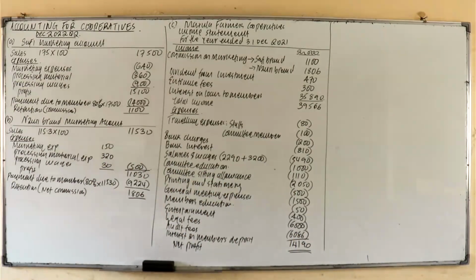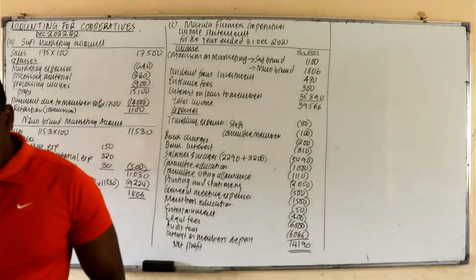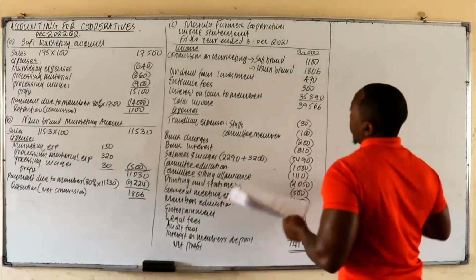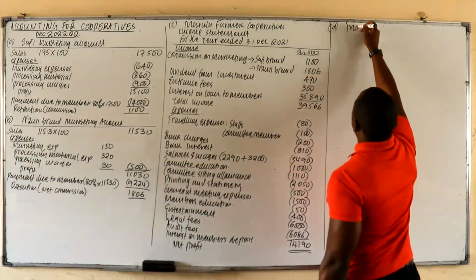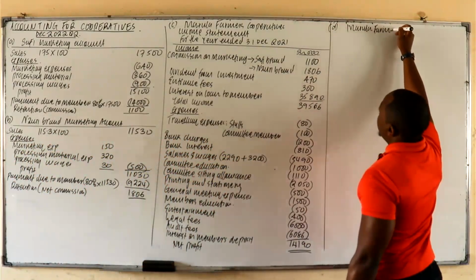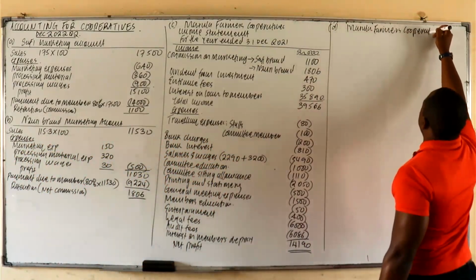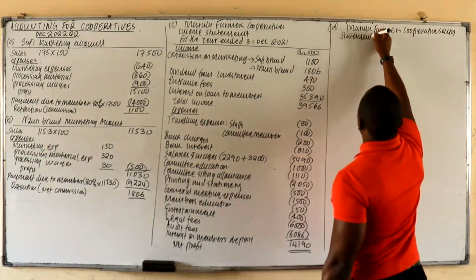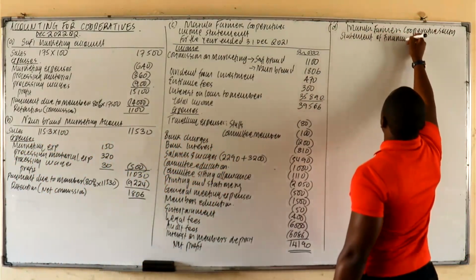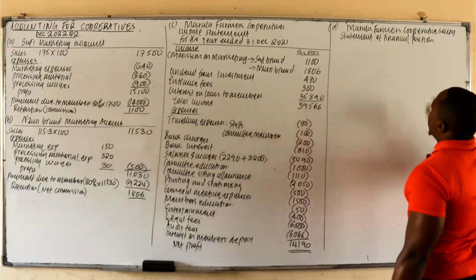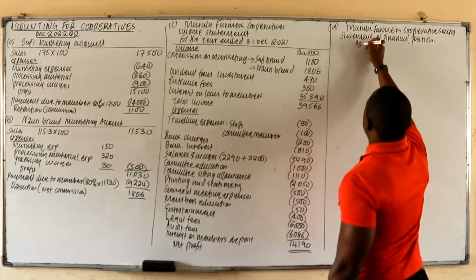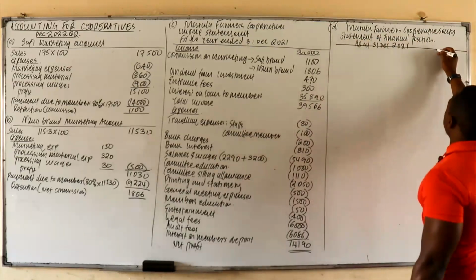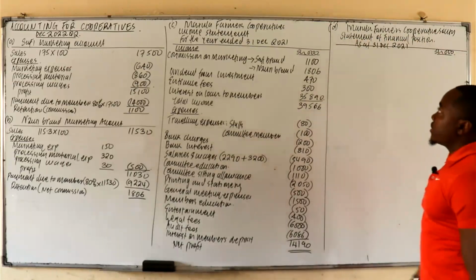Then part C of the question. We are to prepare the statement of financial position as at the 31st of December 2021. We have the statement of financial position as at 31st of December 2021. So shillings are in thousand.